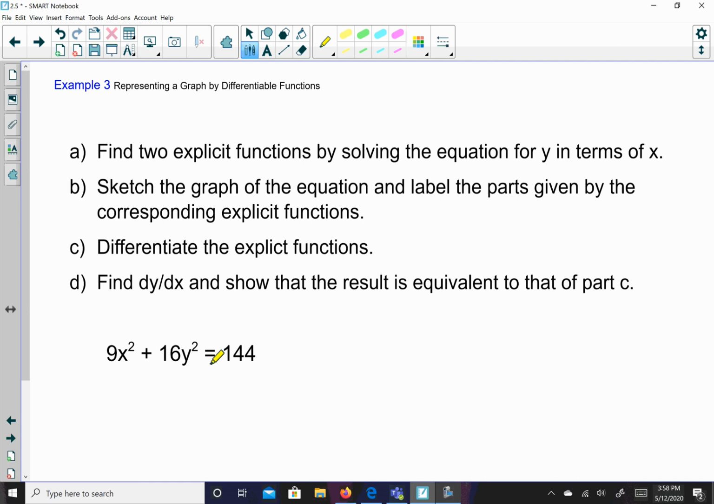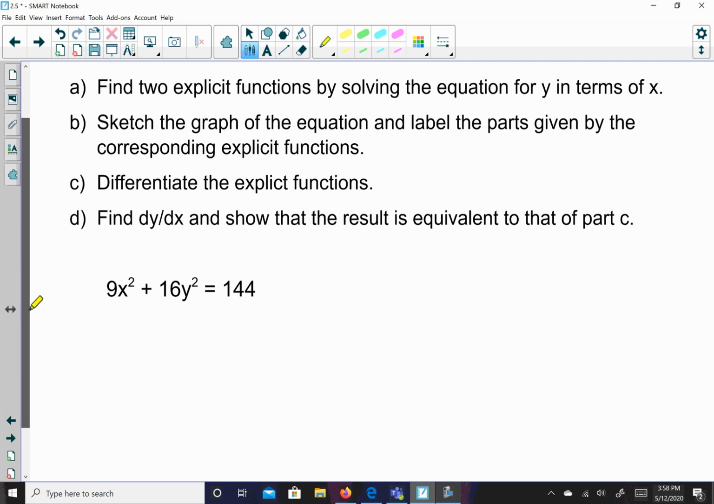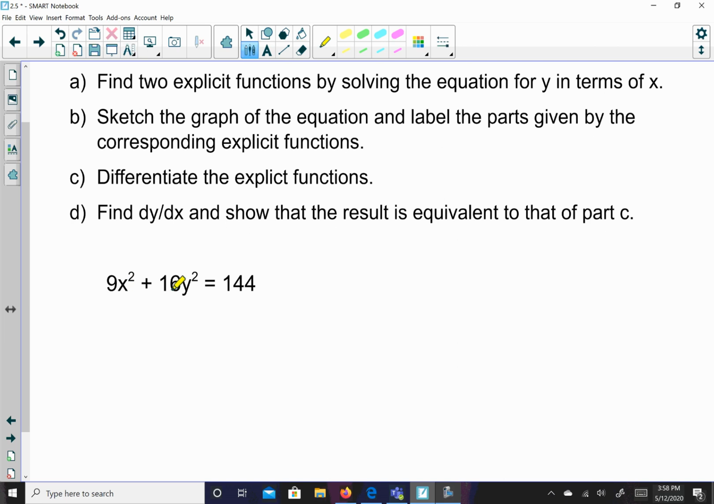So this one, we're going to show that the derivative implicitly and explicitly, you do get the same thing, but they don't look the same. They still give you the same value. They still are the same, but you have to kind of work them to make them look the same. So let's start off with this equation: 9x squared plus 16y squared is equal to 144. I'm hoping that you recognize that it's a conic, and that it's an ellipse.